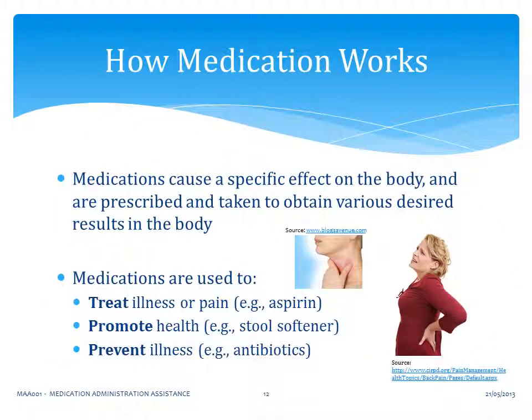So how do medications work in the body? Medications enter into the body and cause a specific desired effect. We are given prescriptions to take for various reasons, and the hope is that the medication will either treat, promote health, or prevent illness. So we give medications to treat illness or pain, things like aspirin to help with fever or aches and pains. We can give things like stool softeners to promote health, with promoting regular bowel movement or regular elimination. And we can give medications to prevent illness.